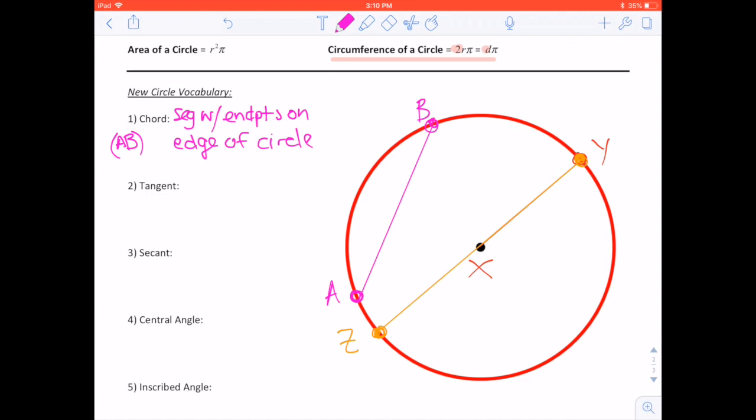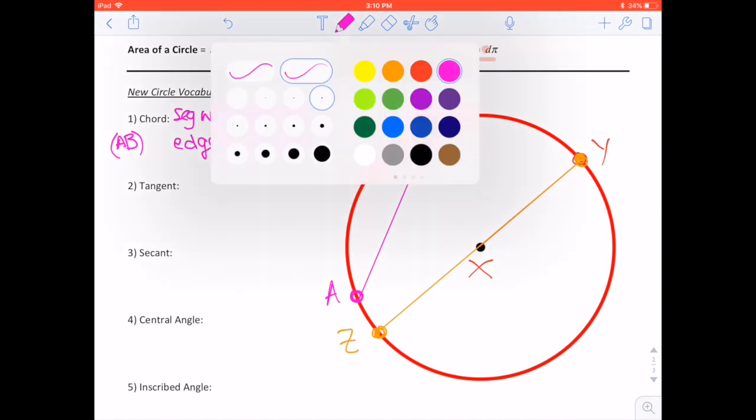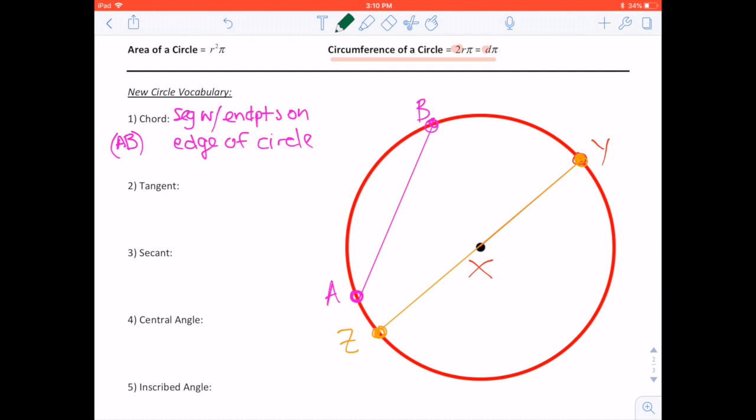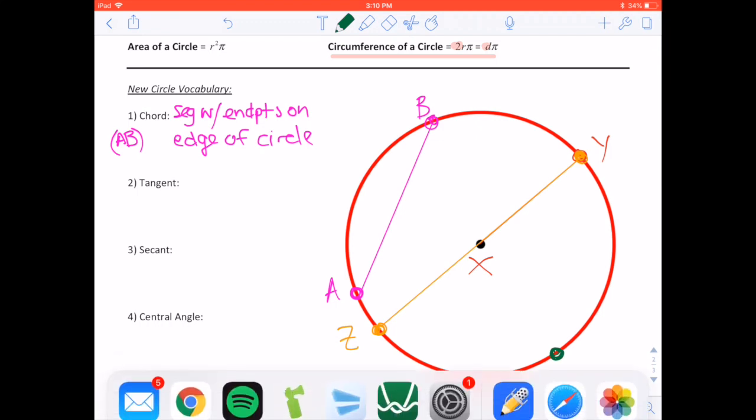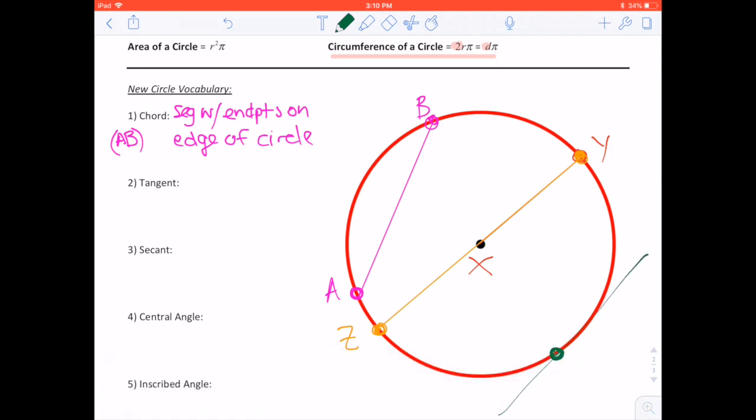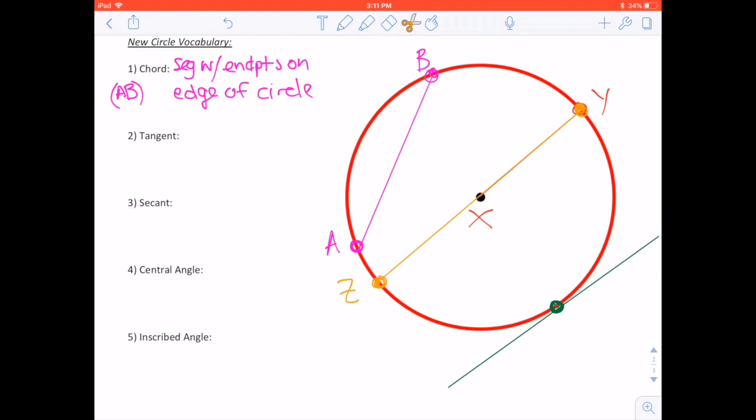Alright, that's chord. Now tangent only hits the circle once. So this one could be a line, could be a segment, but it only hits the circle once. So I'll draw it off to the side. There's 1 point, and my circle is only hit by this line. Whoops. Let's actually make this so it hits. So that would be my tangent line right there.